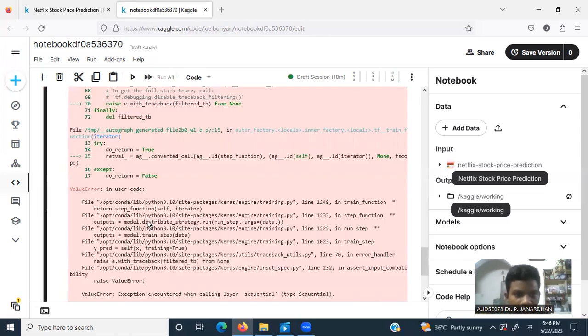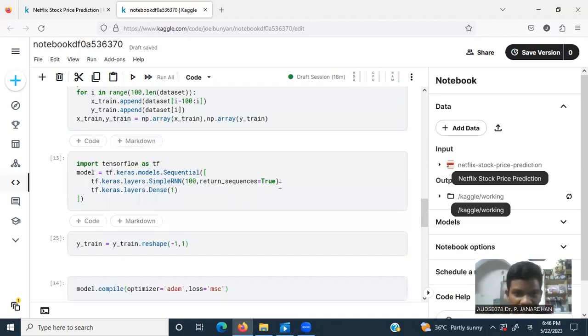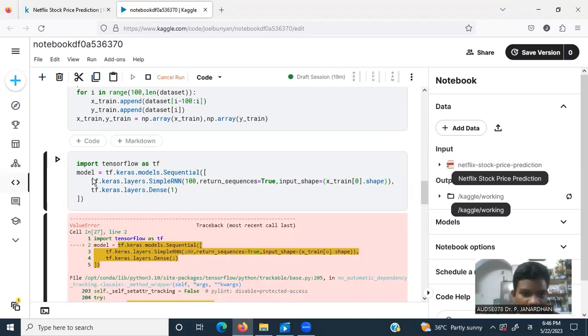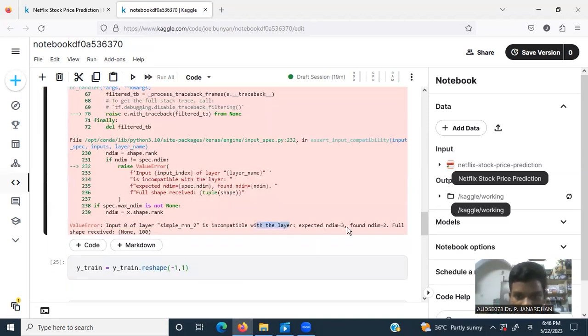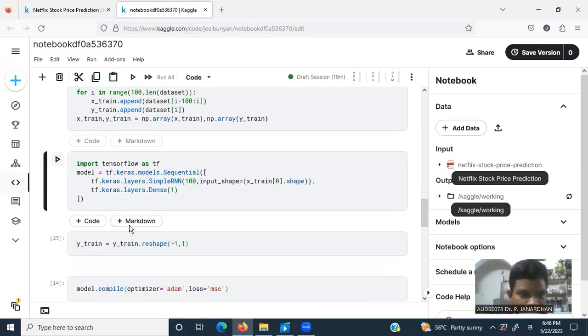Yeah. The layer expected 3-dimensional and found 2-dimensional. Okay, let's try changing the input shape. Maybe I'll just set the input shape as x train 0 dot shape, the first element's shape. Okay, what is that problem? Is it a problem with one-dimensional data or something? Let's try this.